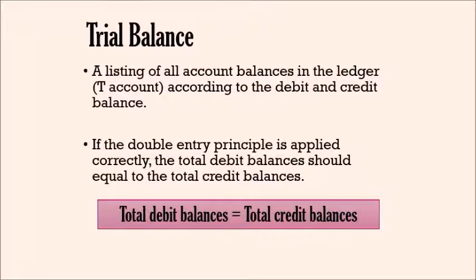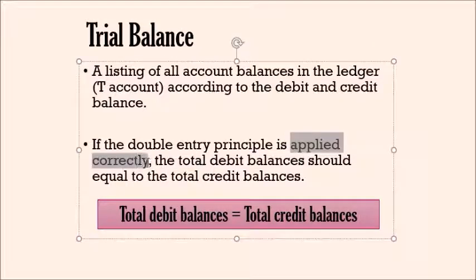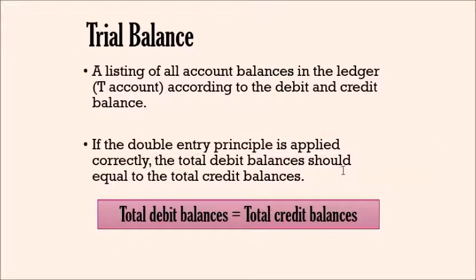Okay, go next. So next in this slide, a trial balance is a list of account balances in the ledger T accounts according to the debit and credit balance. If the double entry principle is applied correctly, the total debit balance should be equal to the total credit balance. This is what we're trying to achieve. Balance, we're trying to achieve this.